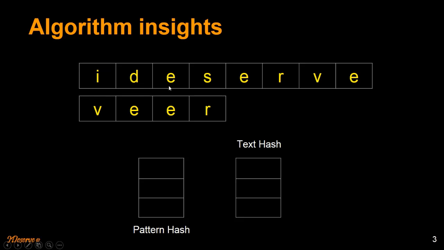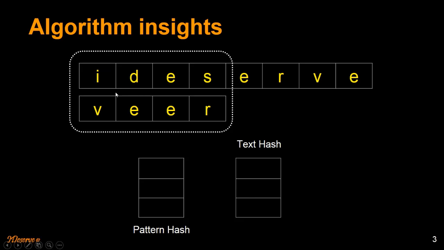Now to understand how we are going to populate these hashes, I'm going to move this pattern along the text. So let's see how that will be done. We'll first look at the first four characters of the text. We'll populate those in the text hash and then populate the pattern as well. And then we'll compare the pattern and text hash and see if both the hashes match. If they do, then we have our answer, right? If it is true. If they do not, we move forward.